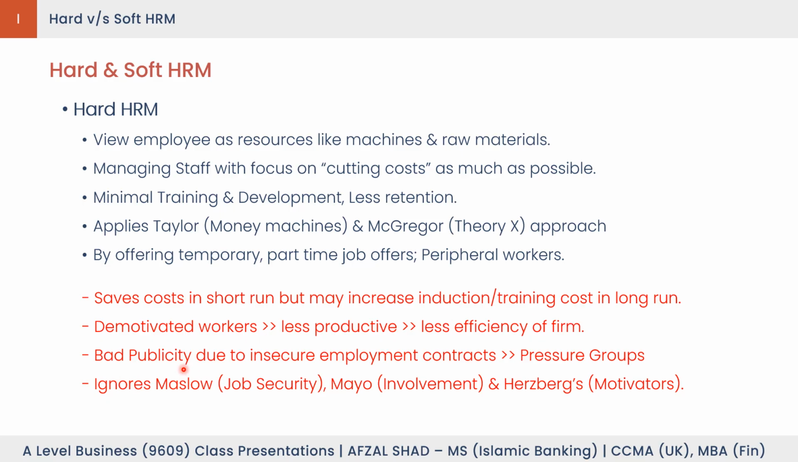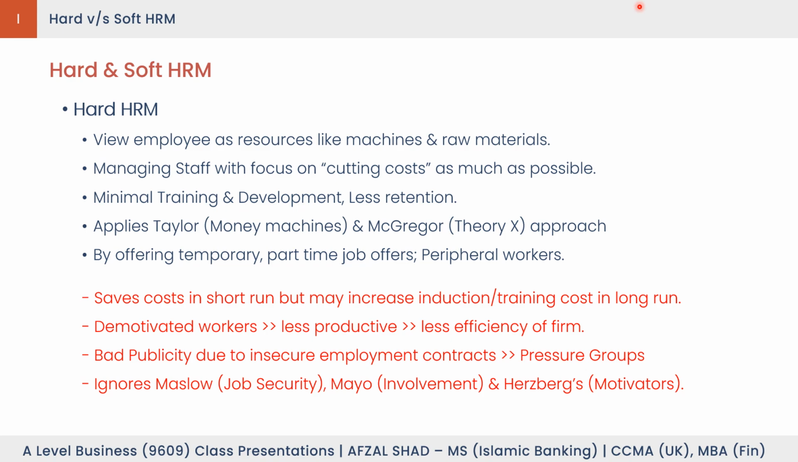Third, bad publicity due to insecure employment contracts and pressure groups. So normally these organizations will not give you secure contracts. So what are secure contracts? A secure contract is like giving you a contract for 2 years, 3 years, 5 years and telling you that no one is going to fire you unless you are doing something wrong. That is a permanent long-term contract.